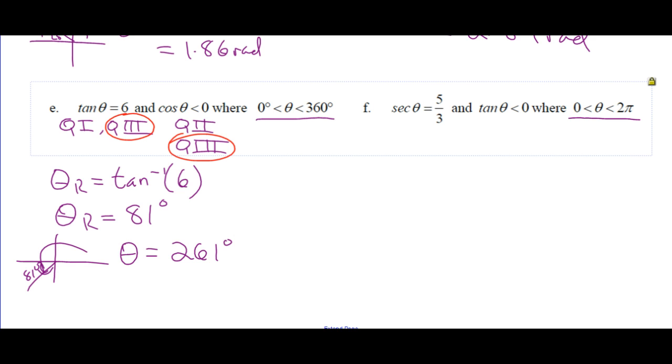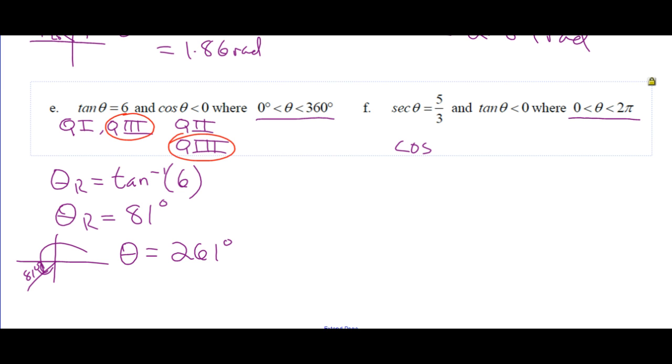Okay, so tan theta is positive, quadrant 1 and 3. Cos theta is negative, 2 and 3. So we're looking for a quadrant 3 angle. Reference angle, this is always positive, regardless of what this is. We do the inverse tan on this. We get 81 degrees. We take a reference angle of 81 degrees in quadrant 3. We get a rotation angle of 261 degrees.